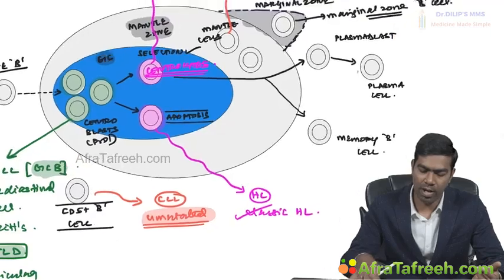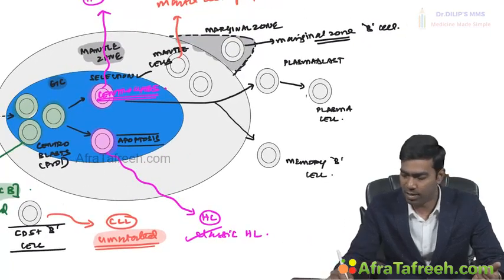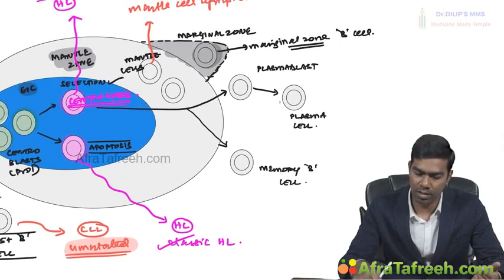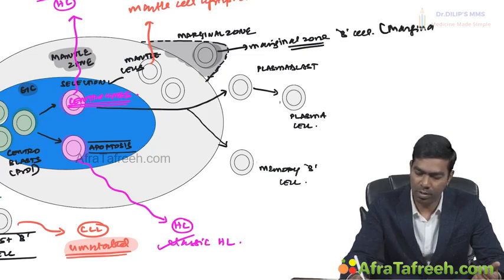And finally you have these marginal zone B cells. These marginal zone B cells will give rise to marginal zone lymphoma, typically of the splenic marginal zone lymphoma type.